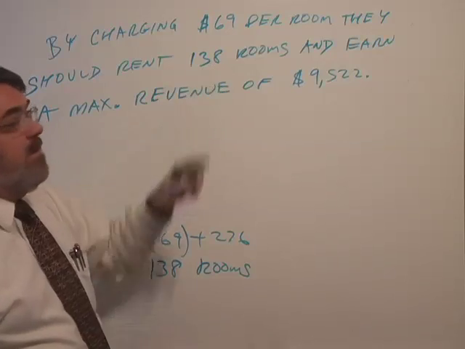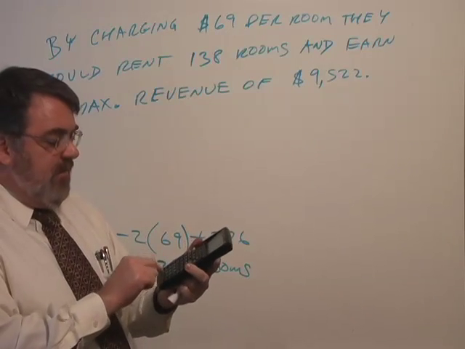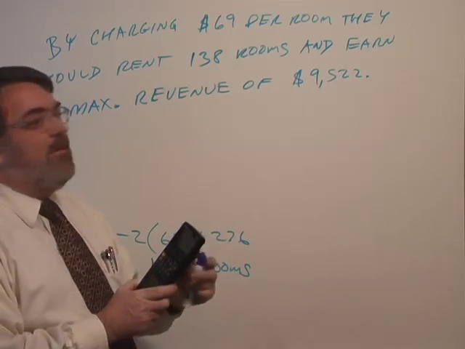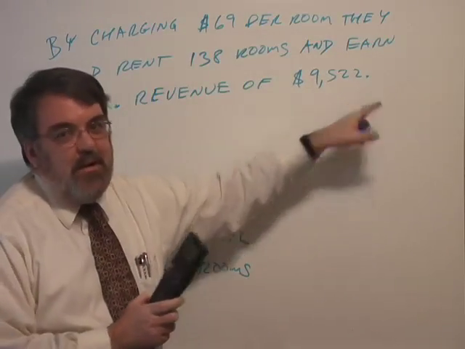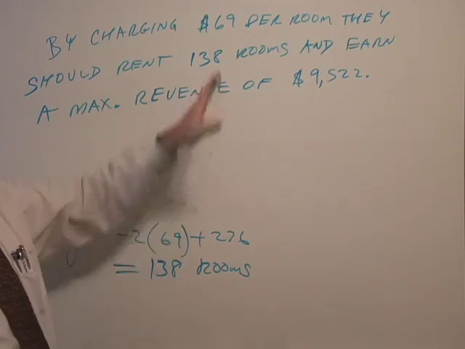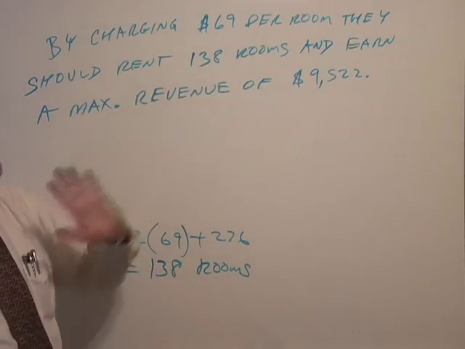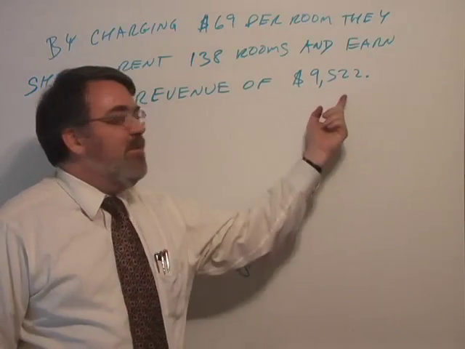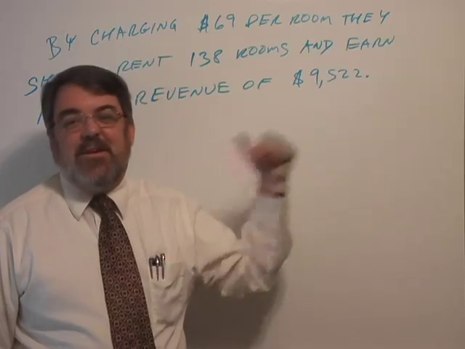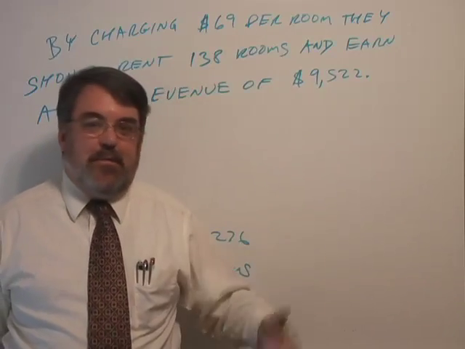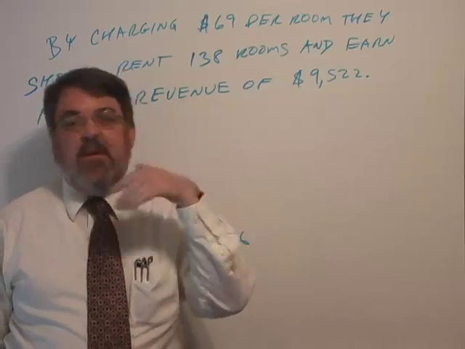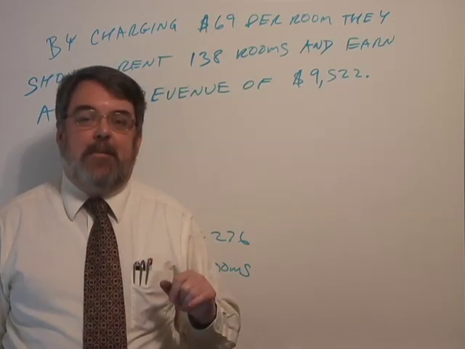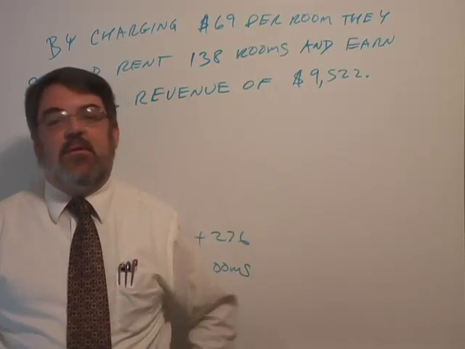Now, if you were to add $1 to this, let's see, if you added $1 and charged $70, then you would rent 136 rooms. So 70 times 136 is very close. It's 9,520. But by raising the price from here, this is their optimum, this is their maximum. If they raise the price by $1, they would actually lose $2 in revenue, which I think is kind of interesting. And it actually gets more extreme. If you keep raising the price, that really drops fast. And also if you lower the price, that revenue starts dropping fast too.